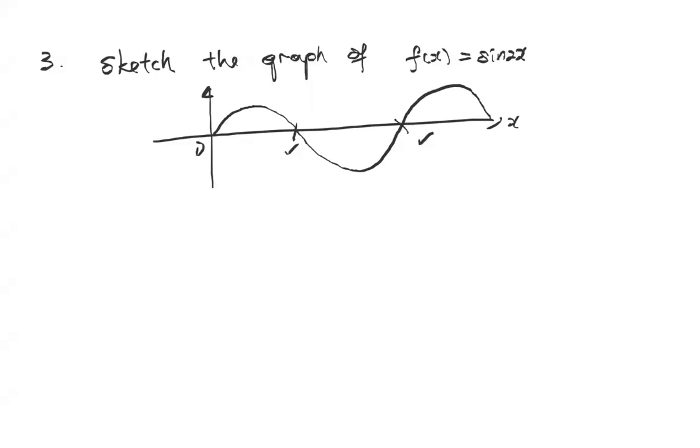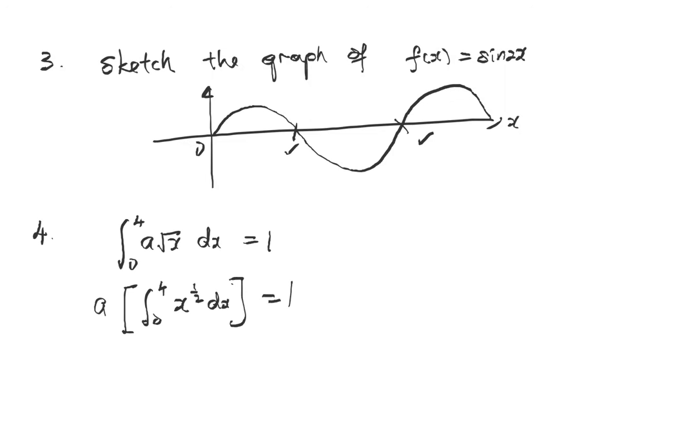For number 4, you have to use this concept. Integrate from 0 to 4, a square root of x dx must be equal to 1. So a is a number, correct? You can just take it out. So you can find this value first, then only put it back in. Understand? Then you will be able to get your A. You get what I mean? That is called a valid probability density function.